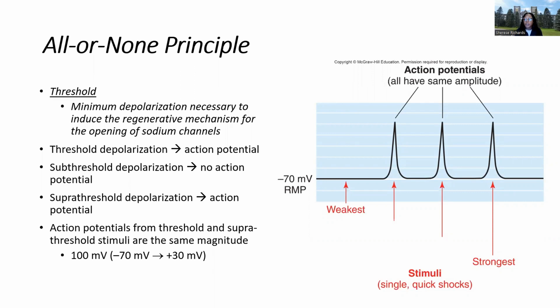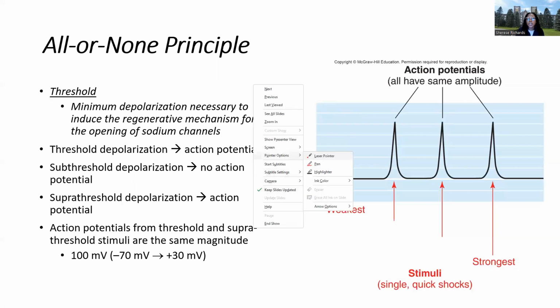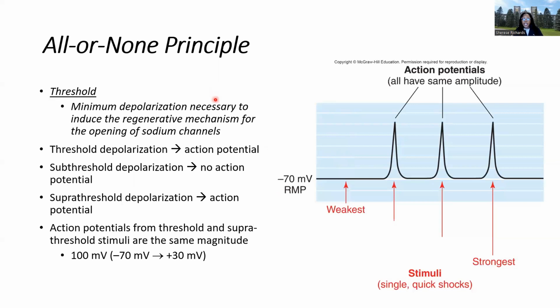So, the all or none principle. This is basically the idea that an action potential is either going to happen in totality or not at all. So that threshold that we spoke about, that value is really important, because once the membrane potential of the cell passes that negative 55 value, there's no turning back, right? It's always going to result in a complete action potential as long as we get to that threshold value.